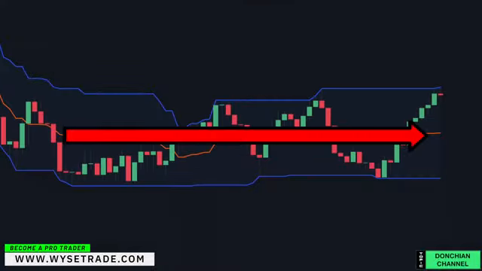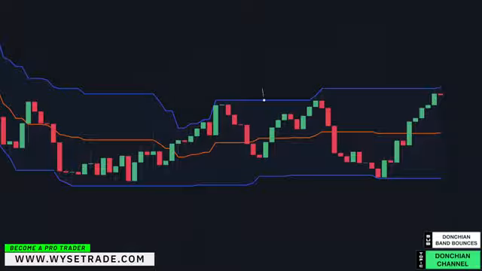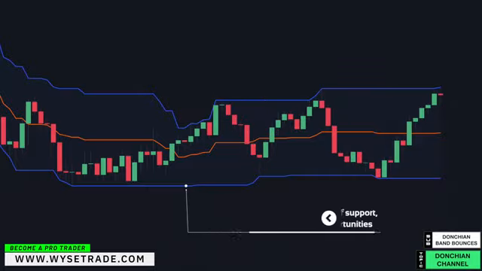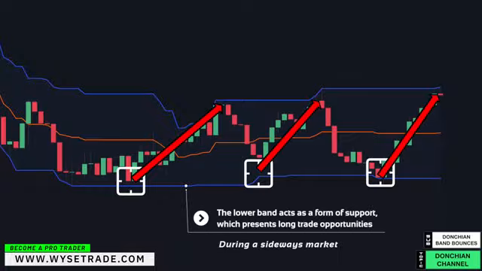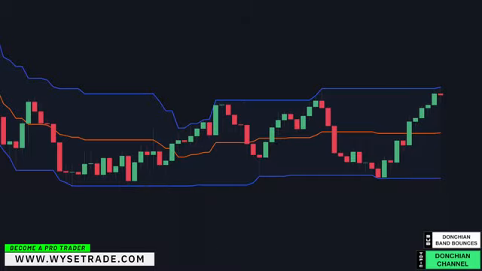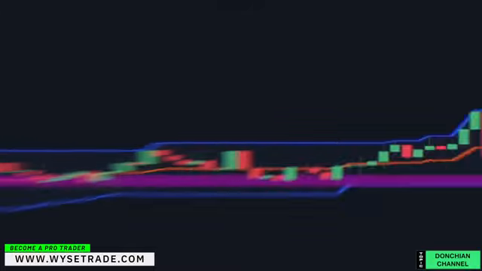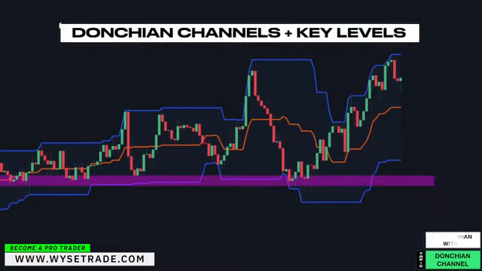Now, the best way to use Donchian channels is during sideways markets because the upper band acts as a form of resistance, which presents short trade opportunities. And then the lower band acts as a form of support, which presents long trade opportunities. As always, don't use the Donchian channel on its own. Combine it with other price action methods, such as support and resistance.